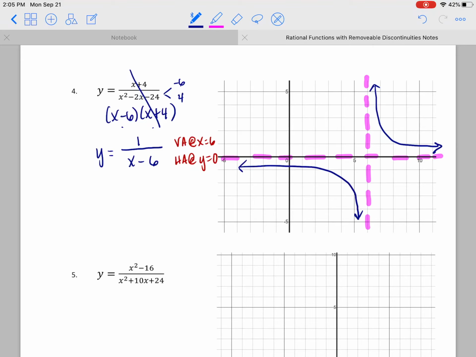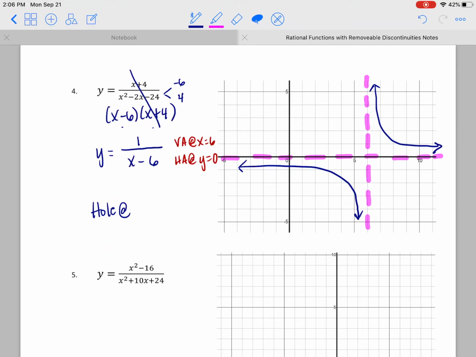Okay, so that would be the graph if all we were graphing was y equals 1 over x minus 6. However, we have to account for the original restriction that got reduced out, right? -4 was restricted from our original function. Now, it didn't create an asymptote because it got reduced out, but it's still going to make a hole in the graph. So now we have to find the coordinates for this hole.